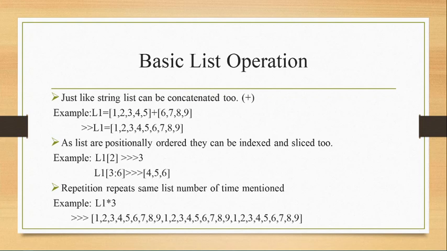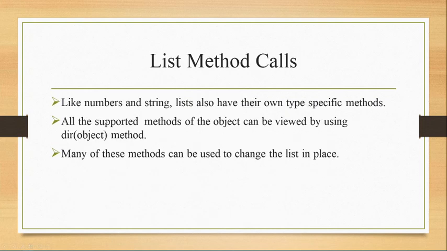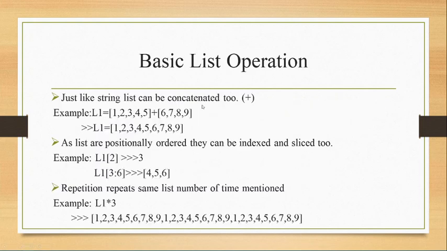Basic operations on lists. Just like on strings we performed concatenation, indexing, slicing and repetition operations, these operations can also be performed on lists. See here in this example, I have taken a variable L1 and two lists are here which are concatenated using the concatenation operator. It will give us the result in the L1 variable of the two concatenated lists. As lists are positionally ordered, they can be indexed and sliced also.